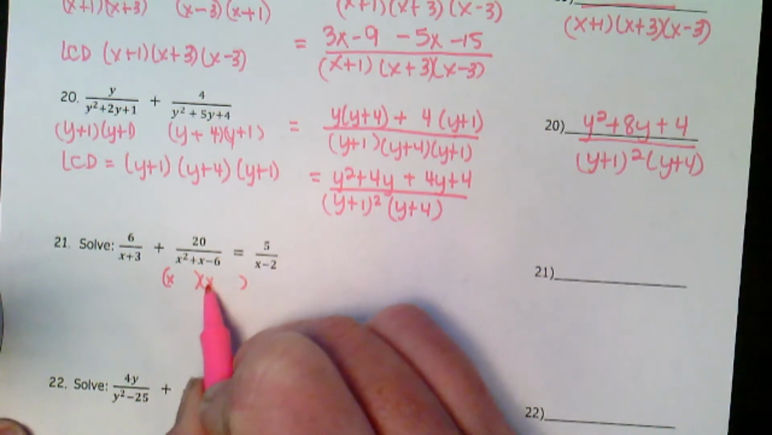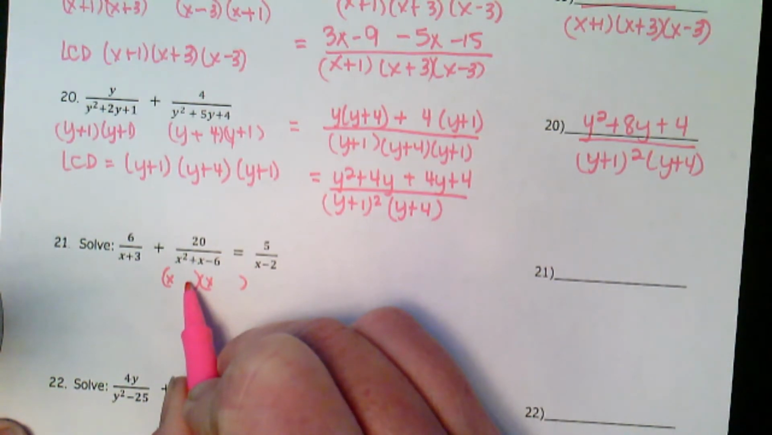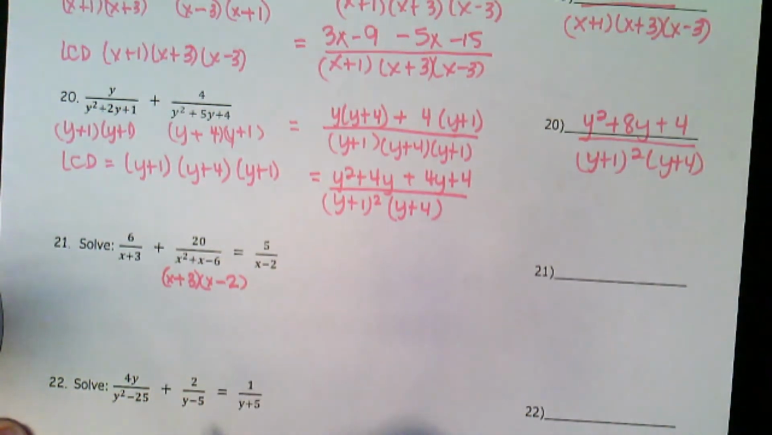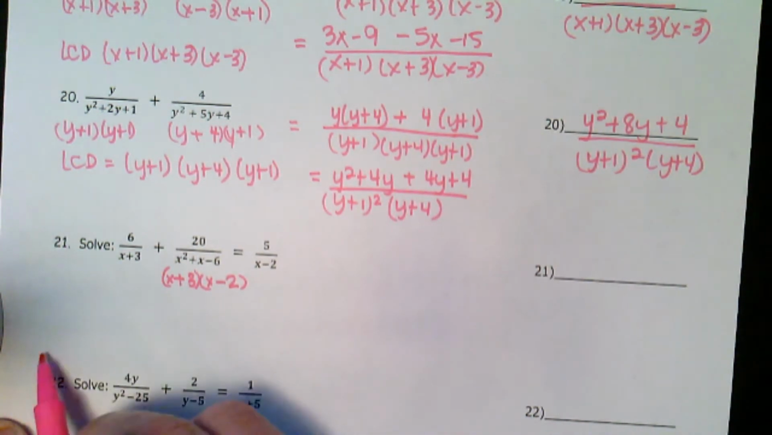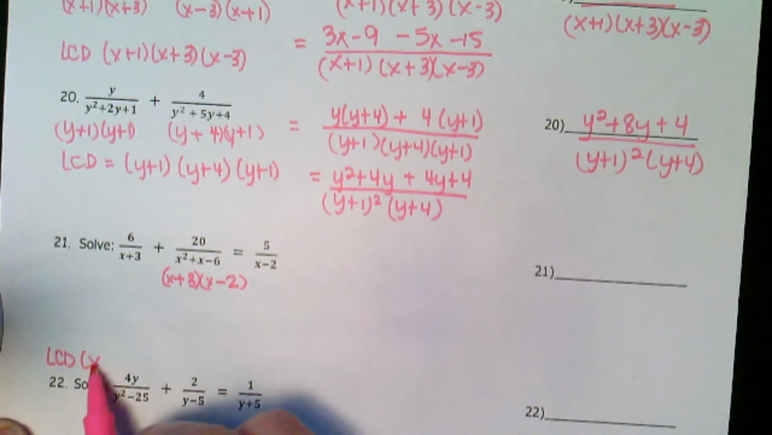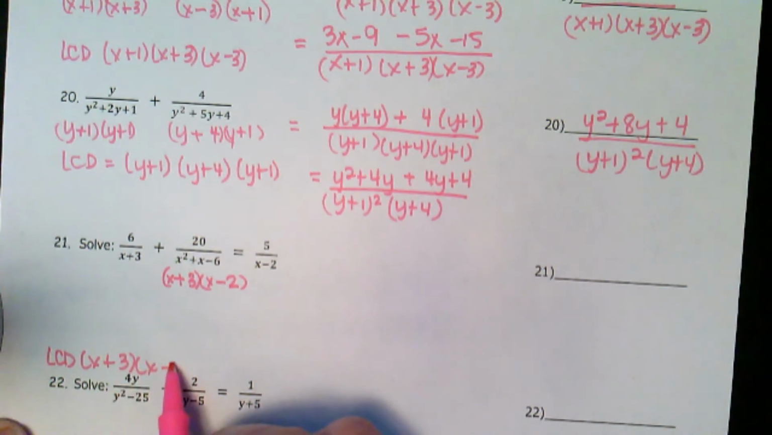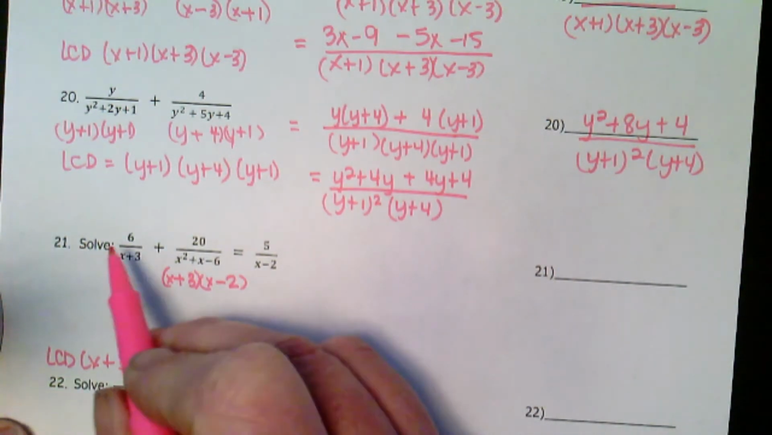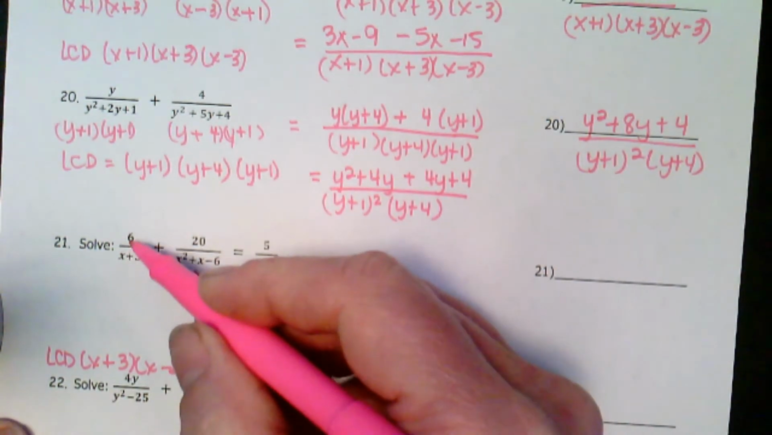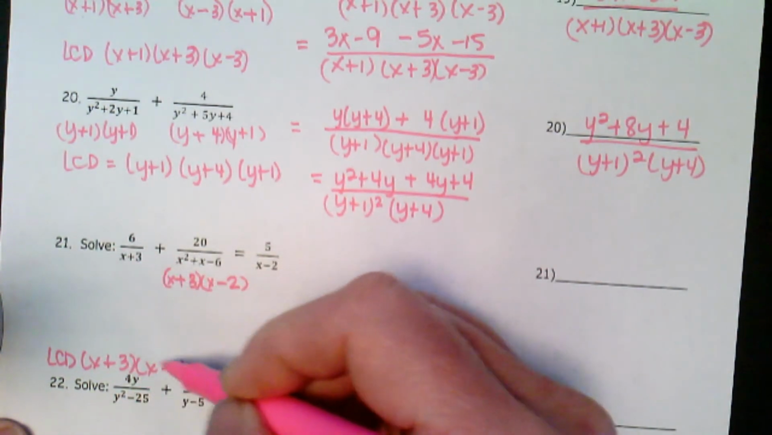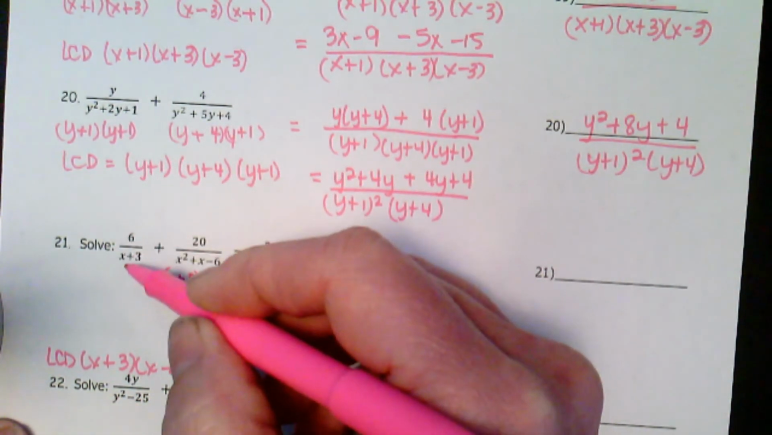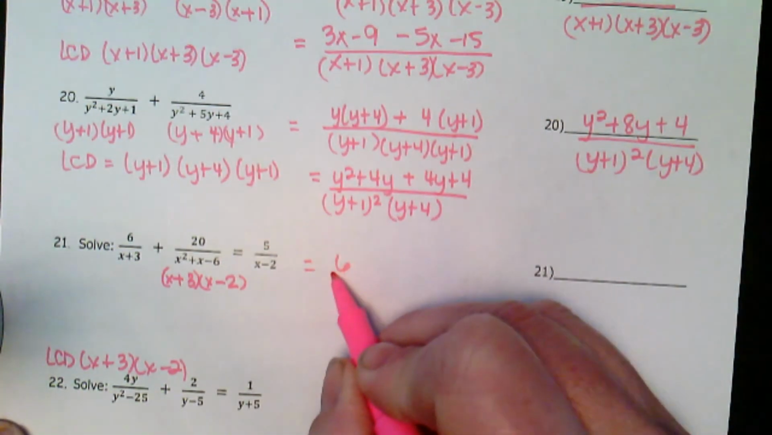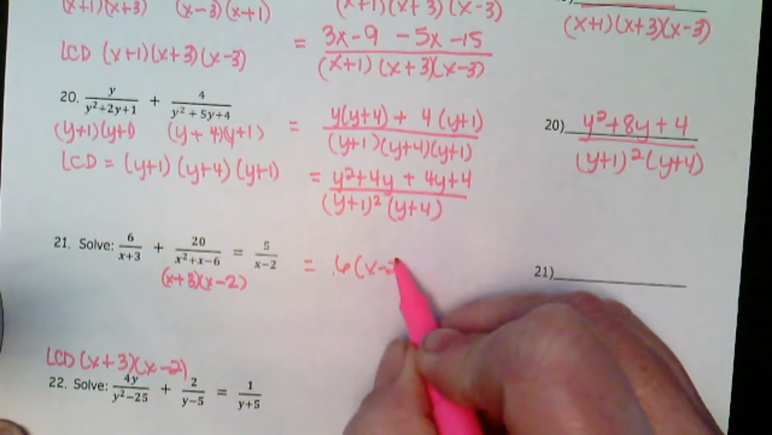This would be 3 and 2, positive, negative. So our LCD is x plus 3, x minus 2. So when you're going to multiply every term by this, your first term gets multiplied by this, it cancels out the x plus 3 on the bottom, but we are left with an x minus 2.